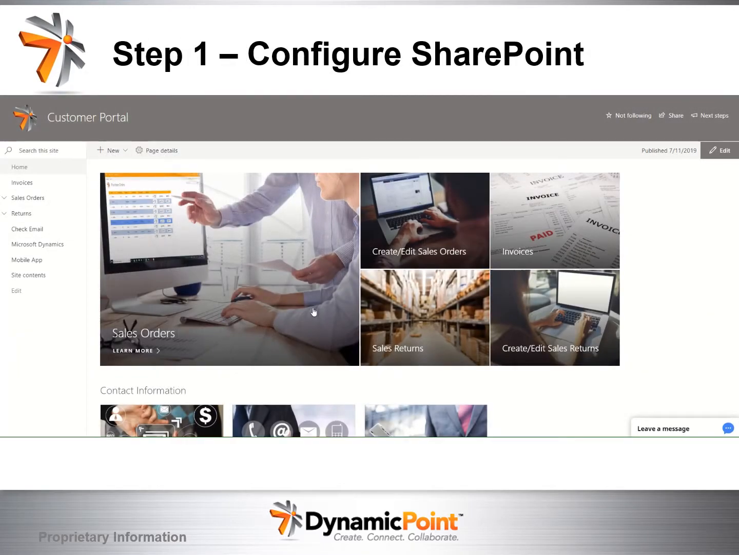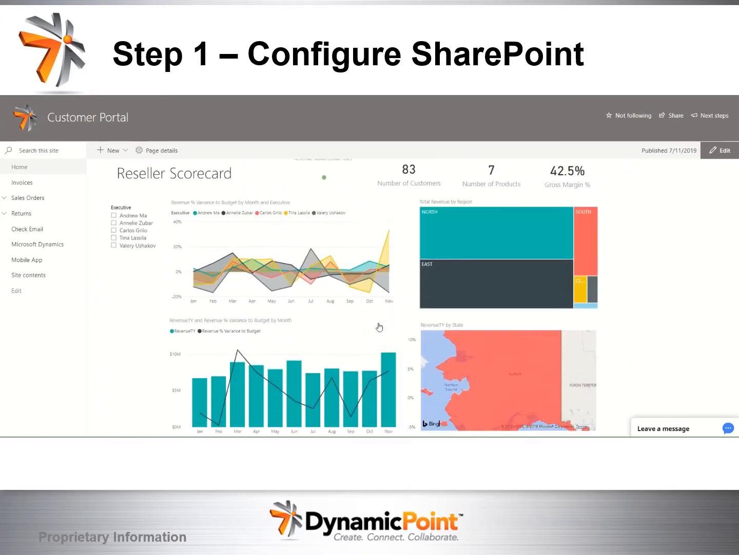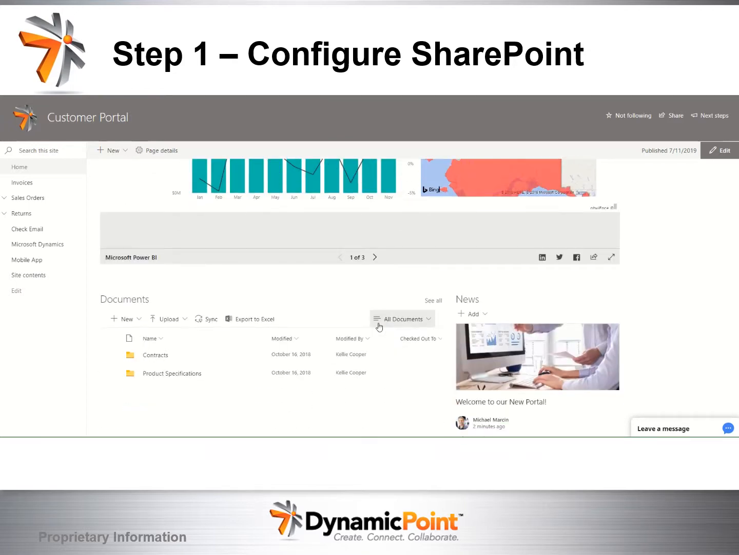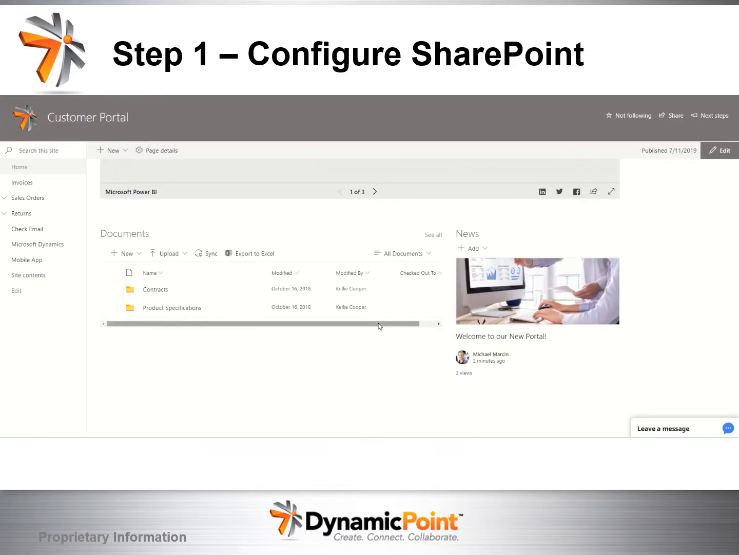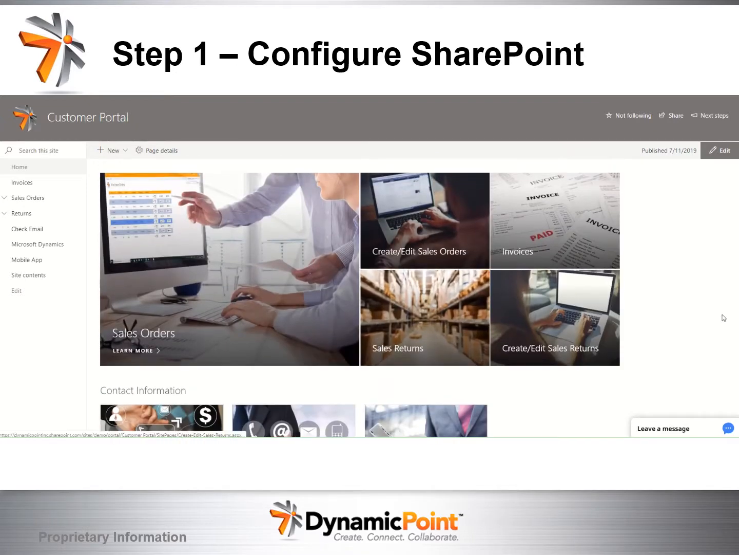First step is configuring SharePoint. So we want to have a portal that's attractive to customers, with various calls to action on the page. Here we have an integrated chat feature, so you could actually chat directly with a support representative, various contacts and integrations, highlighting Power BI reports, as well as a document library. All this, of course, is configurable, so you can lay out this page however you want, specific to your business process.